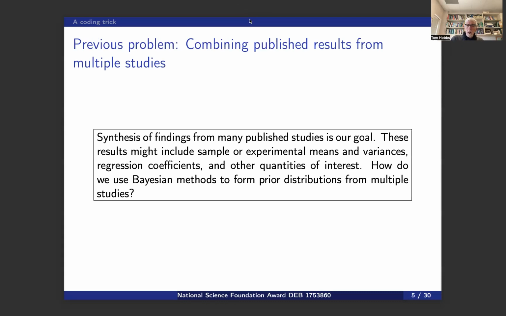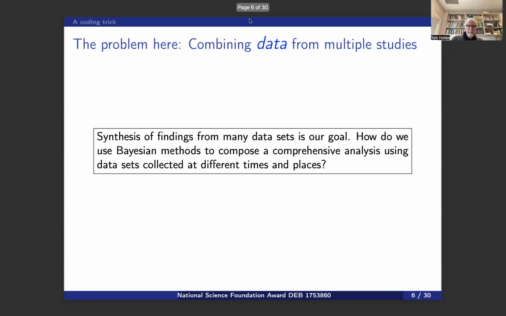So the problem that we dealt with in the previous video was combining published results from multiple studies. Really, how do we combine published statistics to inform prior distributions? And today we're going to assume we actually have the data sets, not published statistics, but complete data sets from multiple studies that have the same response and at least some shared set of predictor variables.